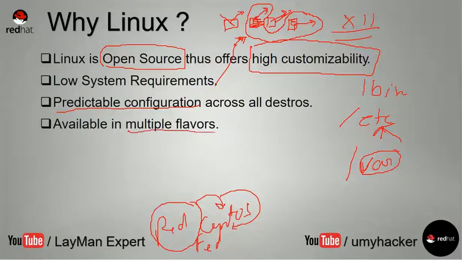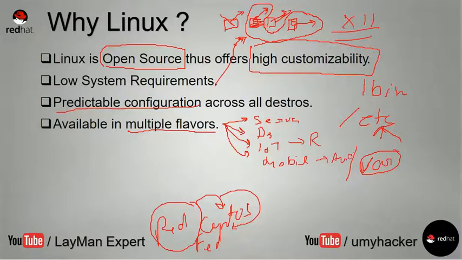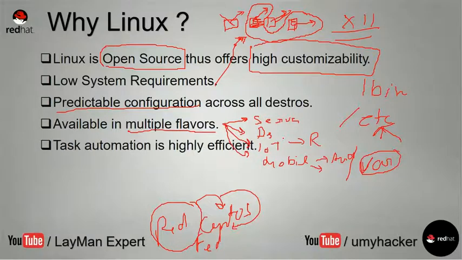Availability in multiple flavors. You need a server operating system? Yes, we have. You need a desktop? Yes, Linux does have a desktop. You need an IoT operating system? Yes, we have. Indeed, Raspberry Pi is a completely IoT device that's available for Linux. You name it, Linux has this. For mobile phones, you have Android, and even Ubuntu came up with their own operating system. However, it never came to market. Probably it's still in the development stage.